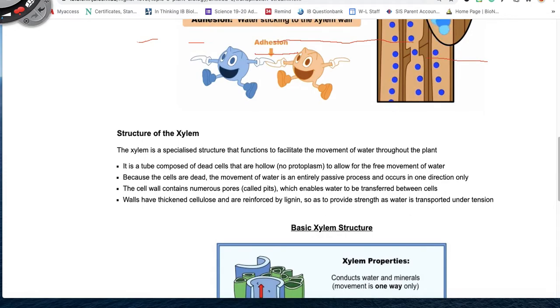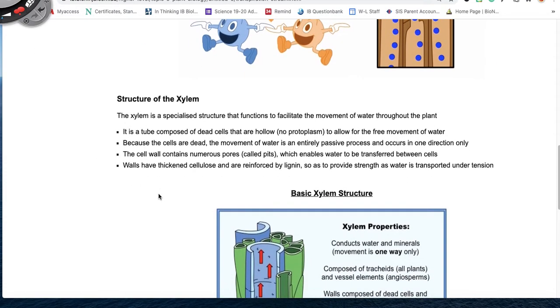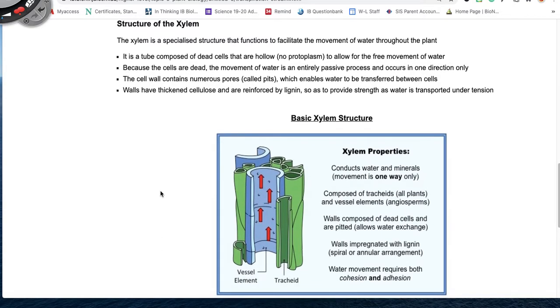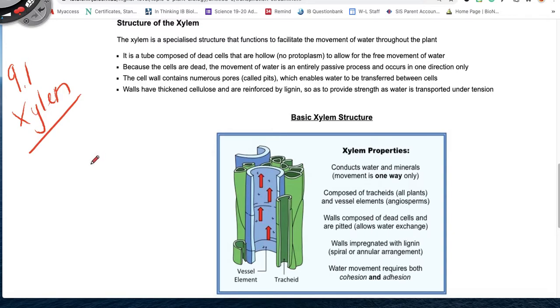All right, this is just the initial introduction, but we're going to spend some time today looking at the structure of the xylem. Remember that 9.1 is all about xylem, so we are not really looking at phloem here as much. That's going to be 9.2, where we're going to dedicate a lot of time to phloem. But remember that these two tissues make up the vascular bundles. We are going to concentrate on xylem today.